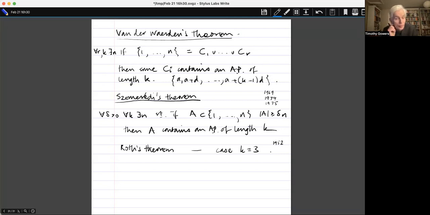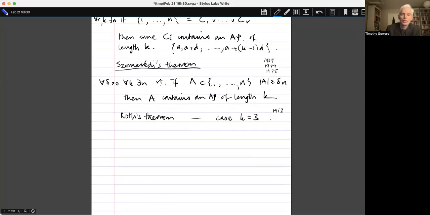So one of the reasons I want to do Roth's theorem is it's a bit like Fermat's, it's a really good example of how Fourier analysis and combinatorial arguments can mix to give really quite non-trivial results. And so the first thing I want to do is explain how Fourier analysis comes into this.